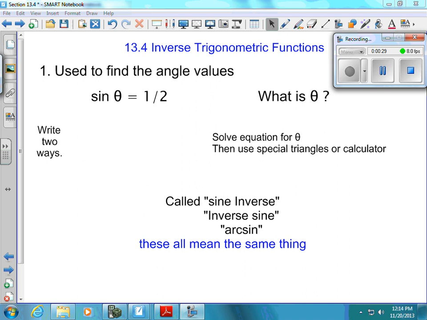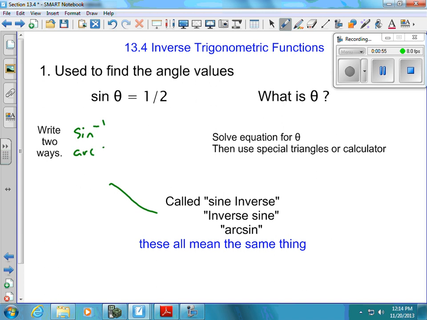Okay. Inverse trig functions are used to find angle values. In other words, sine of theta equals 1/2. Well, what is theta? How do we find it? Well, we use what we call the sine inverse, inverse sine, or arc sine. They all mean the same thing. They're written in two ways. We can write it as sine to the -1 or arc sine. And this goes for cosine, tangent, any of them. It'd be tangent to the -1, cosine to the -1, arc tangent, arc cosine.